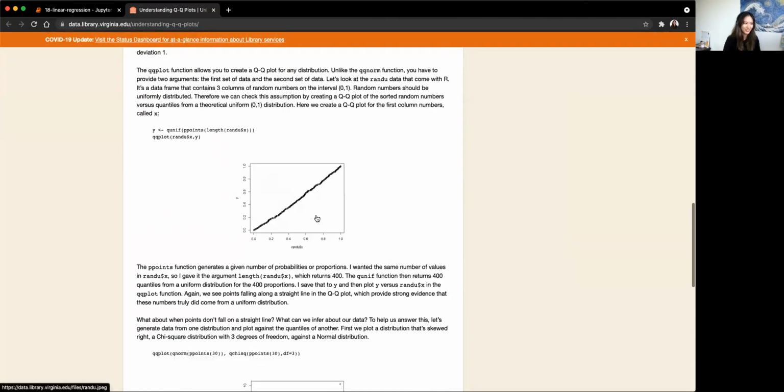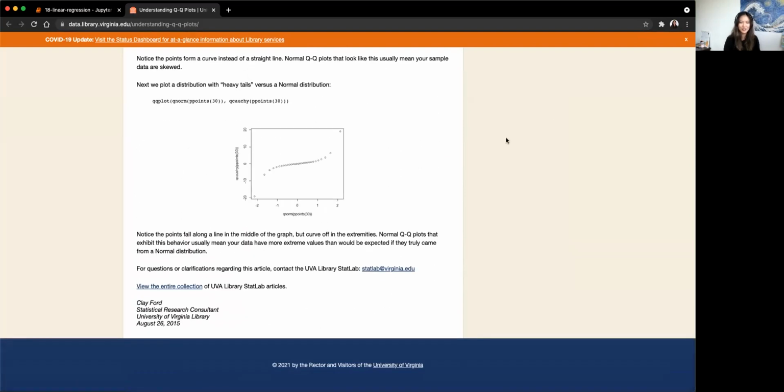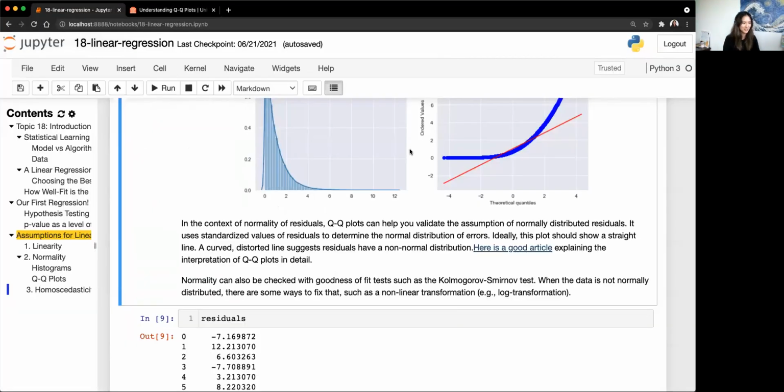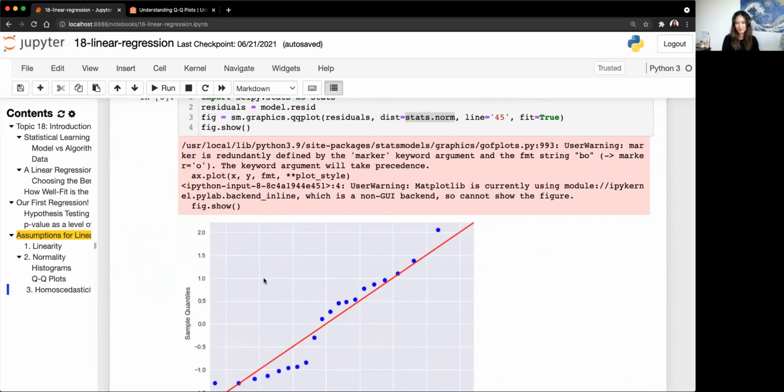So if you see something like that, how do you interpret it? If you see it like that, how do you interpret that? Honestly, whenever I have to interpret a QQ plot, I like to pull something up because I always forget what each shape looks like and what that means. All right, so that's residuals being normally distributed.